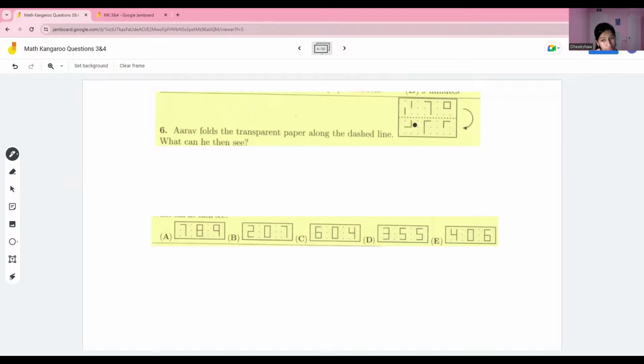So when Arab folds this paper, there will be a line here, there will be one here, a line will show up here. Remember that it's like flipping over, so it's going to be a little bit of the opposite, if that makes sense. So then you put the box right here. You can't really read that, but it says 406 from here. So that's why the answer is E.